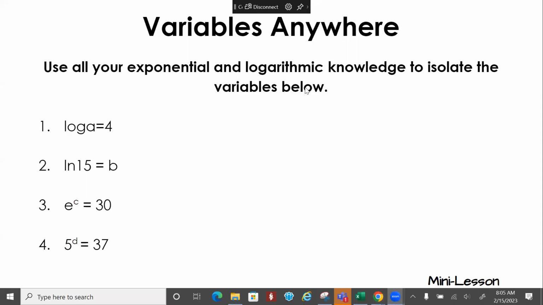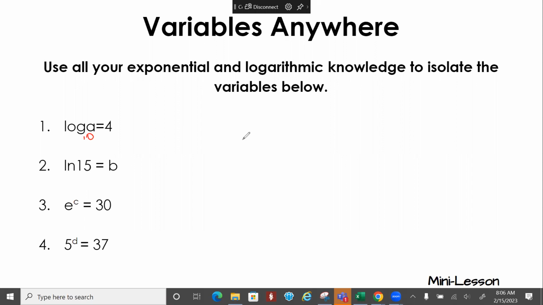Use exponential and logarithmic knowledge to isolate the variables below. So how would I write this guy in exponential form? The faster you talk to me, the faster we get done. How do I write this in exponential form? What's the base on this guy? It's going to be 10. If it's not written, we assume that it's 10.